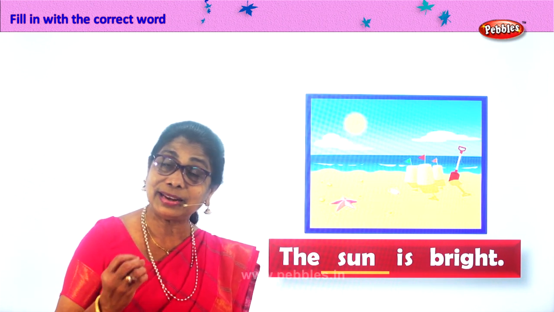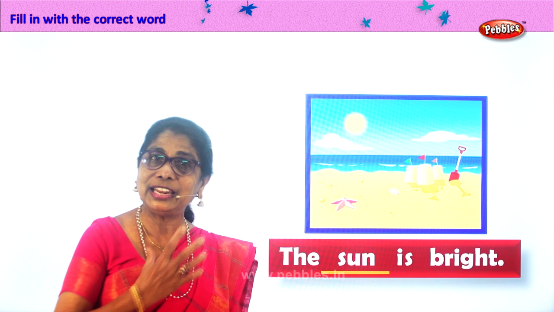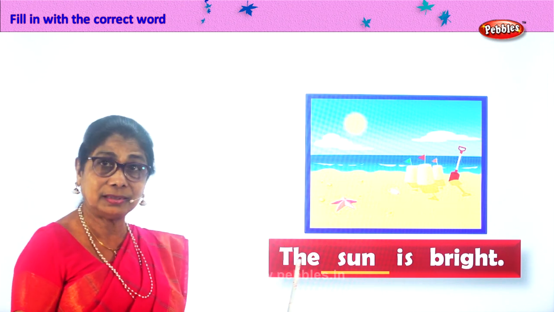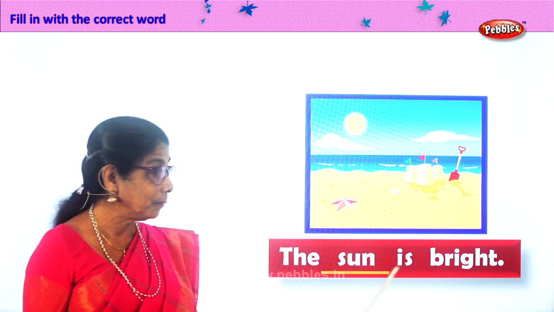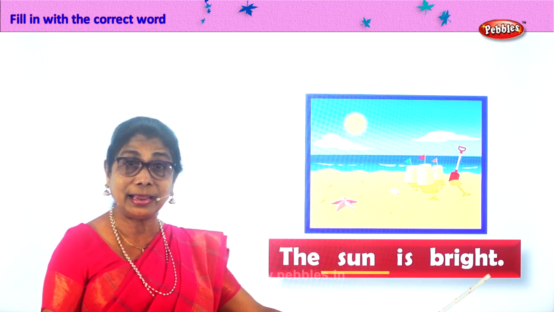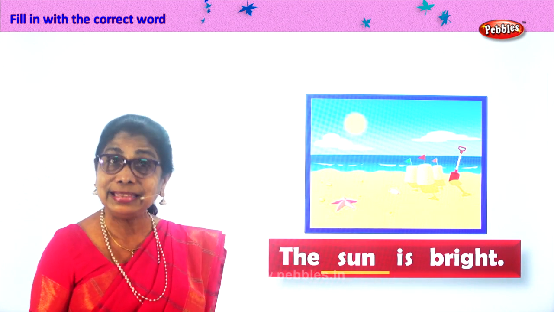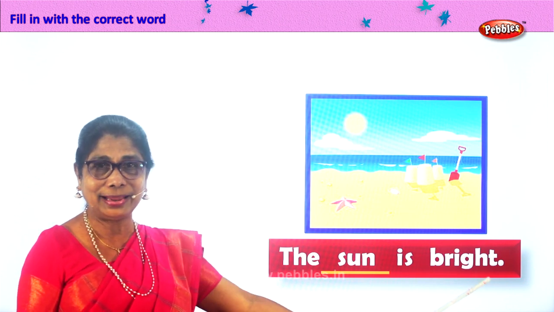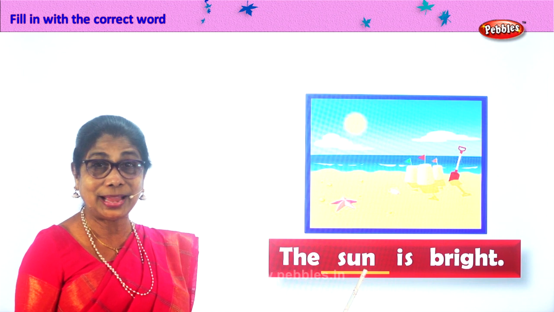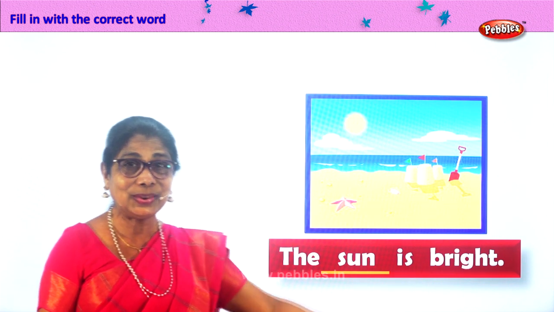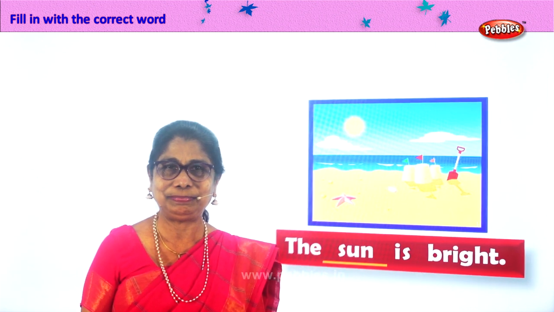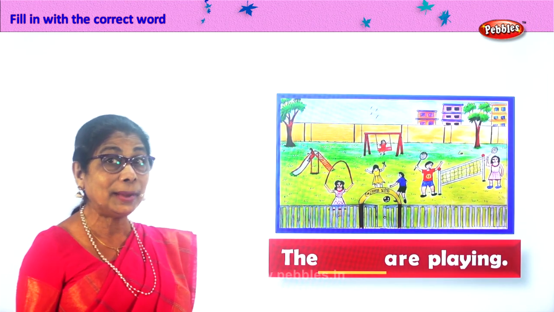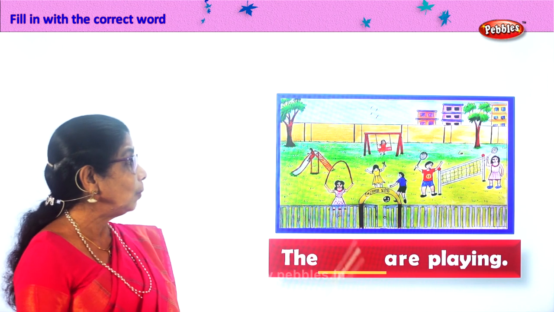We have picked the correct word and we filled in with the correct word. Let's read the sentence together. The sun is bright. Is the sun bright? Yes. The sun is bright. We put in the correct word. Are you happy? Good. Let's look at our next picture and learn to choose the correct word to complete the sentence. What do we see here?